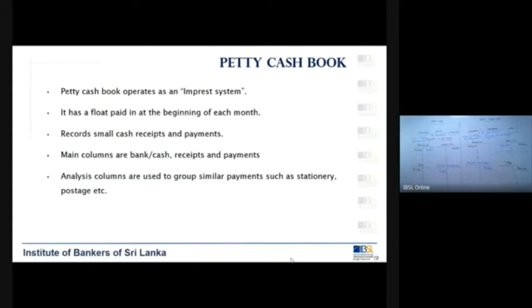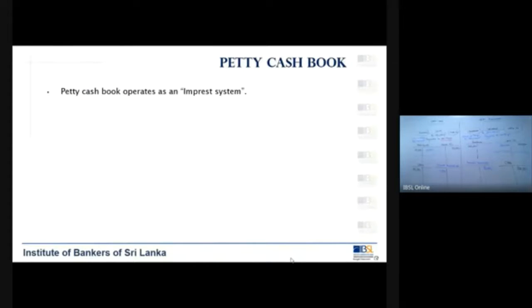So the last part is actually the petty cash. Okay. So when the business volumes increase and the transaction volume increase, sometimes businesses want to keep a small portion of cash to meet the expenses of small nature. Expenses of small nature.